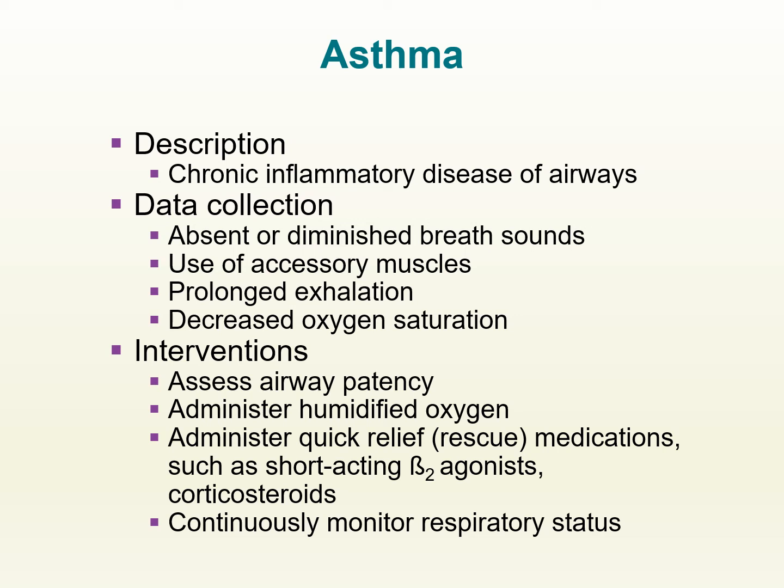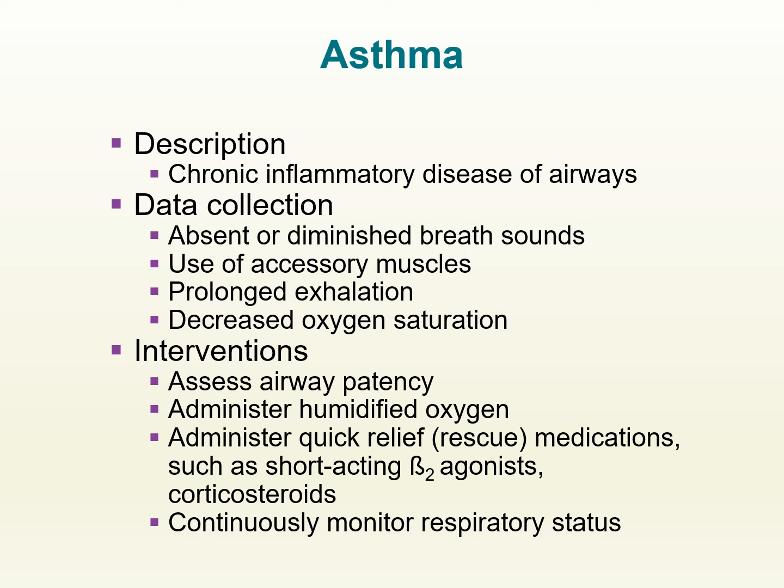What is it? In asthma, we have chronic inflammation of the airways. These patients are going to have absent or diminished breath sounds. Why? Because they have constriction in the airways and it's limiting that flow. They're going to use accessory muscles, nasal flaring, retractions around the rib cages, around the sternocleidomastoid muscles, okay, prolonged exhalation, and they're going to have a decrease in their O2 sats. We have to make sure that that airway is patent.